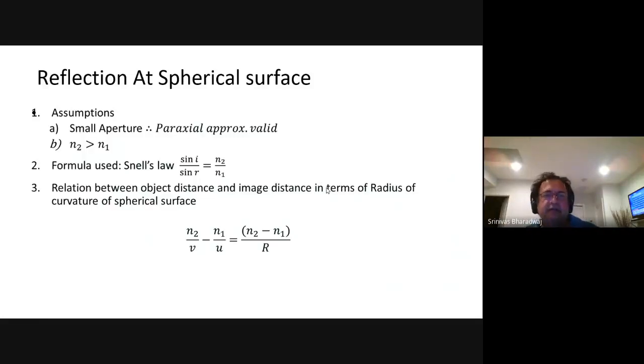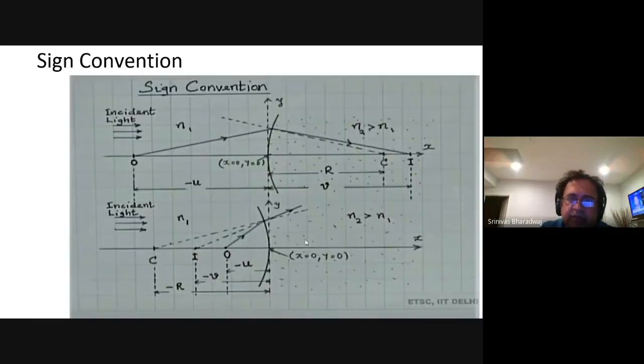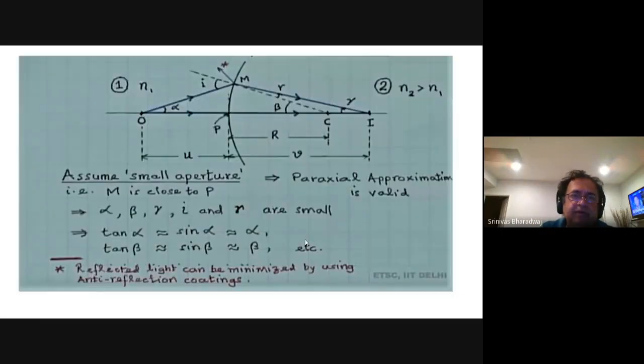So this is the real point that you should know. Sin i by sin r equals n2 by n1. You must know that. And in terms of the relation between the object distance and the image distance, it is related using this equation: n2 by v minus n1 by u equals (n2 minus n1) by R. So please note this, and please try to do some problems involving this also.